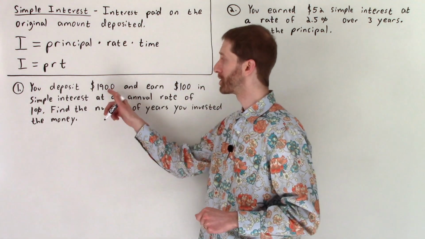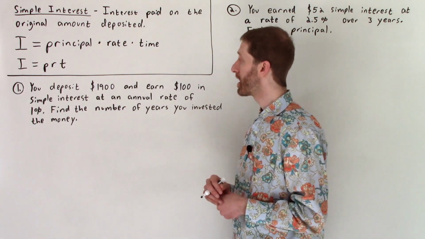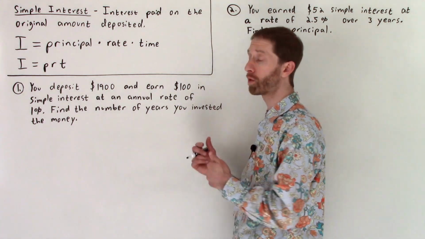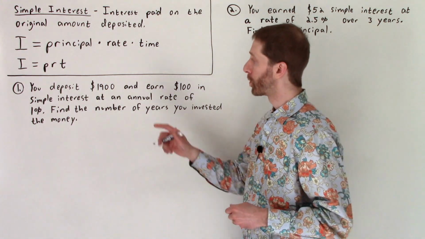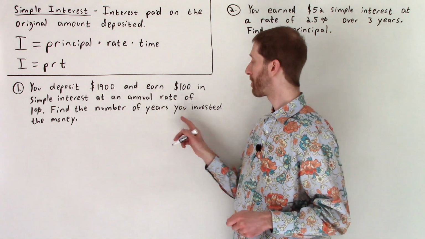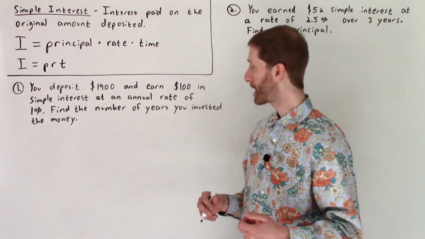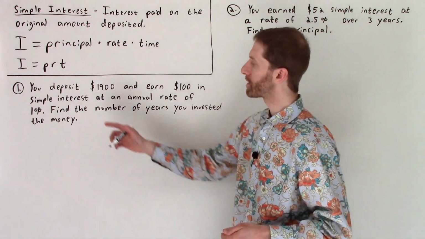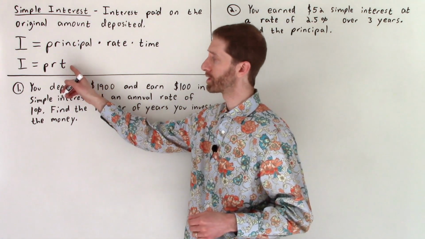So we've got that we've deposited $1,900 and that we earned $100 in simple interest at an annual rate of 1%. We're tasked with finding the number of years that you invested the money. Okay, so first things first, let's get our template down. We recognize that it's simple interest we're dealing with, so we should be using this formula.